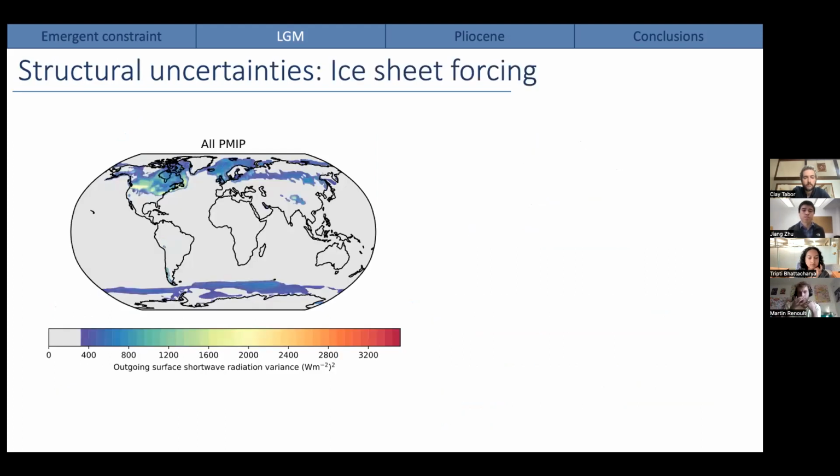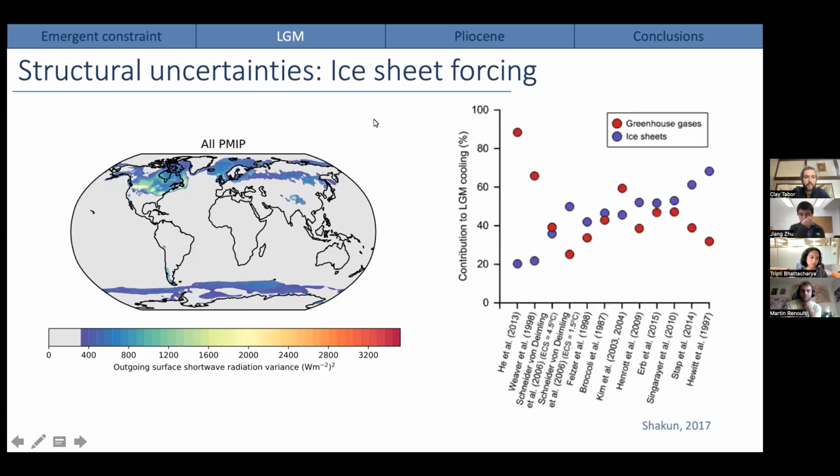So a very good example of structural uncertainties is the ice sheet forcing. Here is a map of variance in outgoing surface shortwave radiation, where you can see that the biggest source of variance at the LGM is coming from the Laurentide ice sheet, but also regions of sea ice around the globe, when you look at the entire PMIP ensemble.